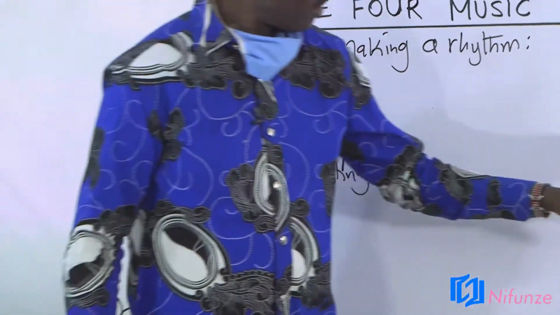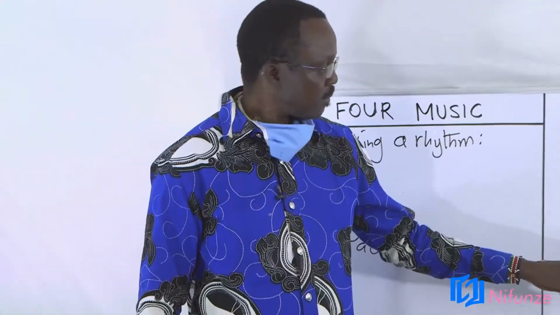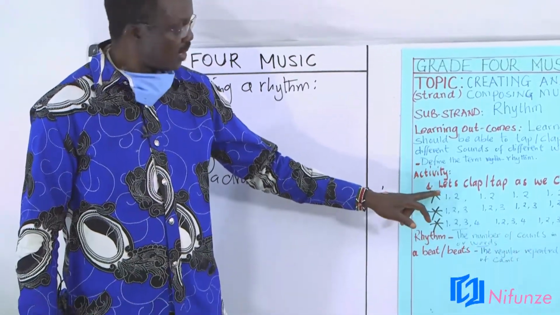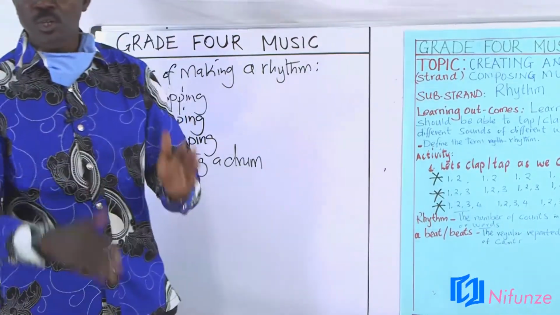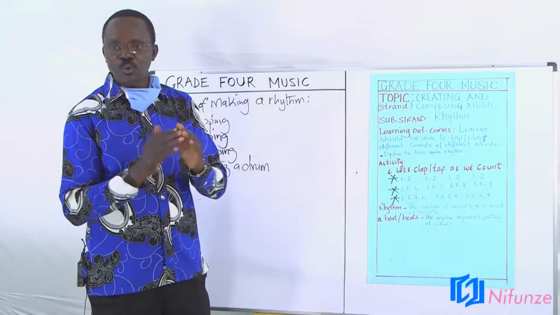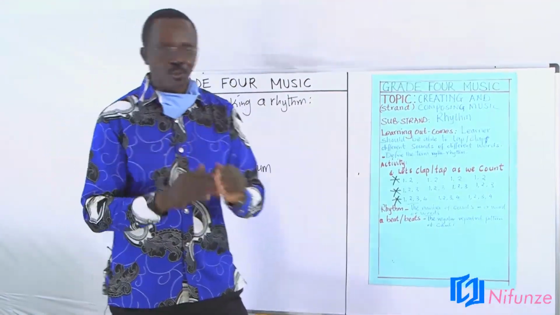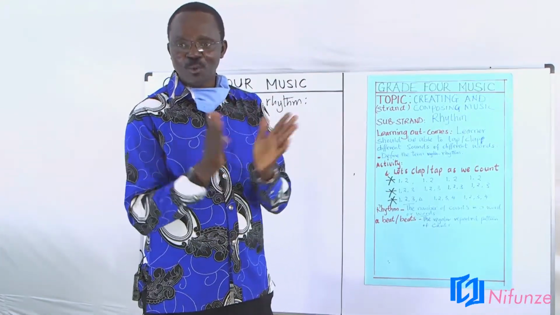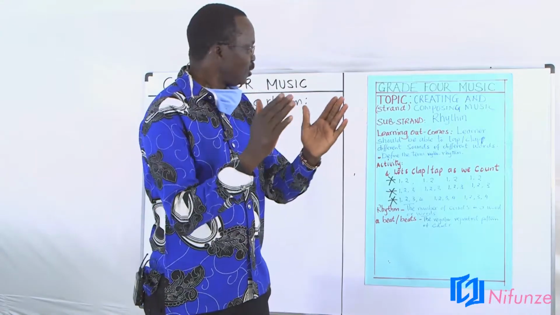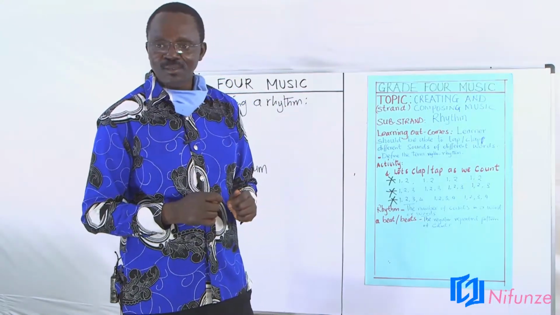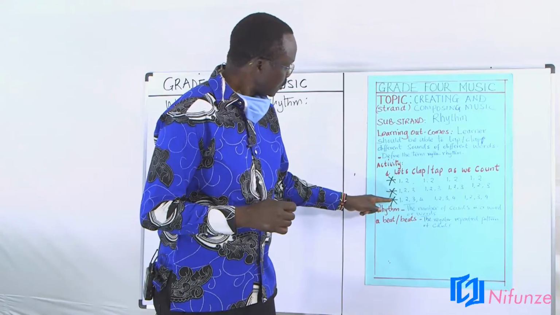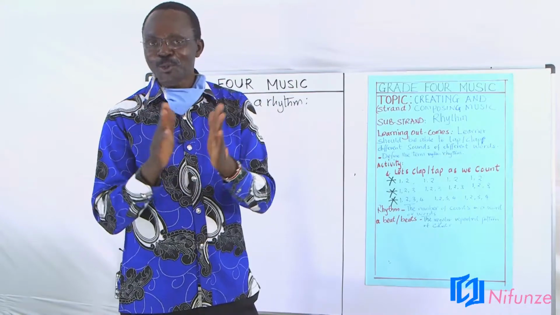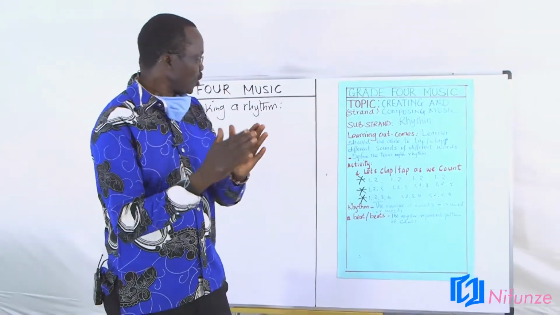I want us now to do the activity together, the first one, second one and the third one. The first one was 1, 2, 1, 2. The second was 1, 2, 3, 1, 2, 3. The third was 1, 2, 3, 4. 1, 2, 3, 4.